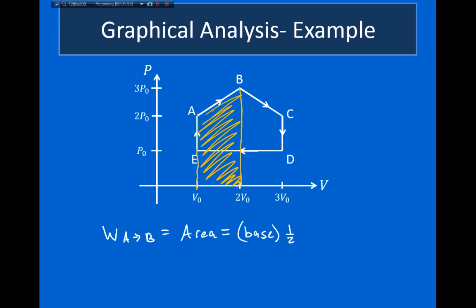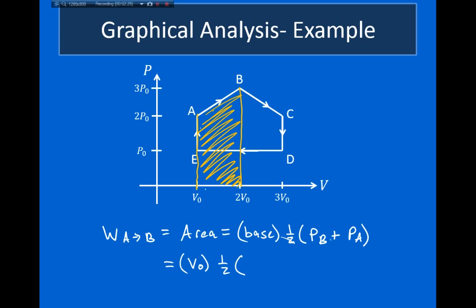So that is 1/2 times the height of this graph at point B, I'll call this the pressure at point B, plus the height of the graph at point A, which is PA. So it's the average of these two heights times the base. The base: I start out at some initial volume V0, I go to a final volume 2V, so this length of this base right here is equal to V0. We multiply this by 1/2 times the sum of these two pressures.